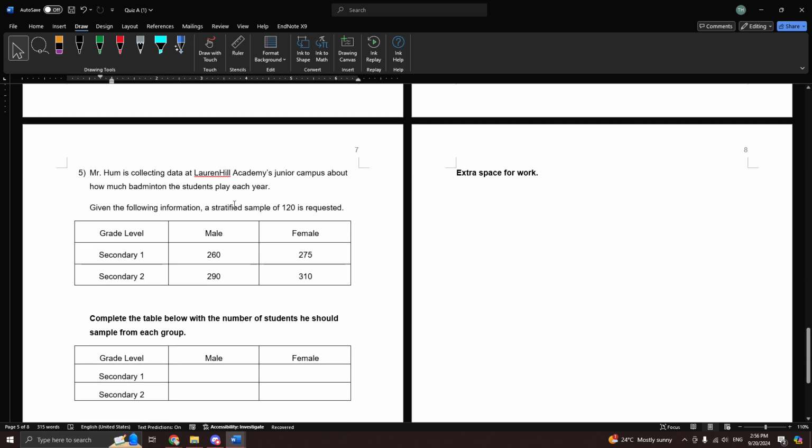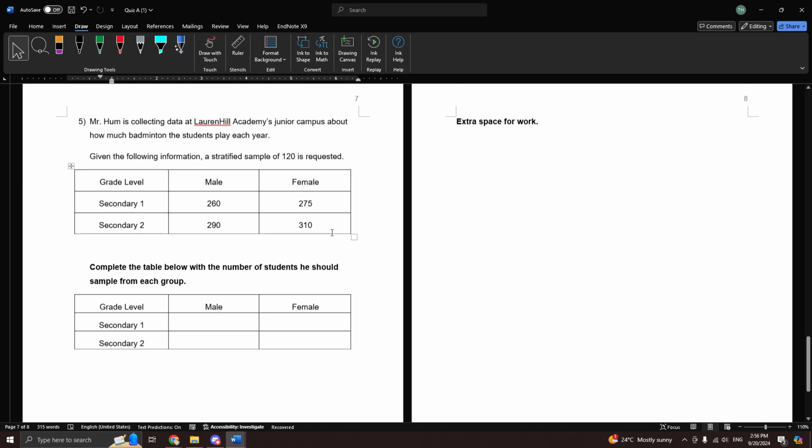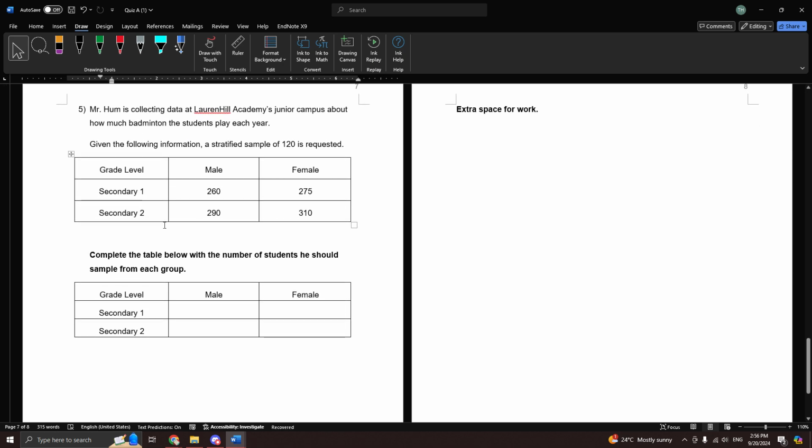Now, let's look at this question. I am collecting data at Laurel Hills Junior Campus about how much badminton the students play each year. Given the following information, a stratified sample of 120 is requested. Okay, this is my sample size. It's 120. It's always in the question.